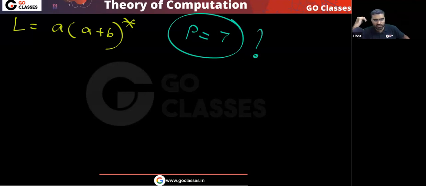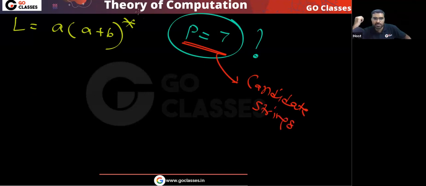Please tell me, is this clear? For example, in this previous language, (a+b)*, can I guarantee that p equal to 7 works? Check it. First of all, if you check p equal to 7, what will your candidate strings be? If you take p equal to 7, then your candidate strings will have length greater than or equal to 7.